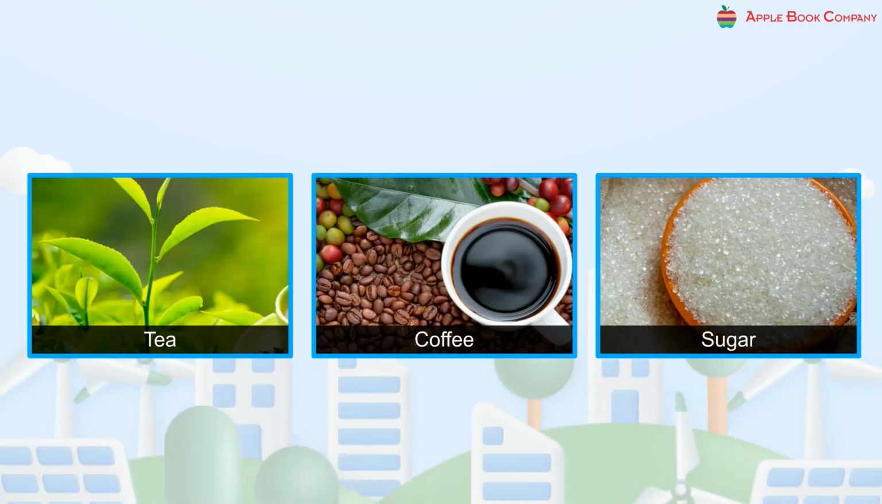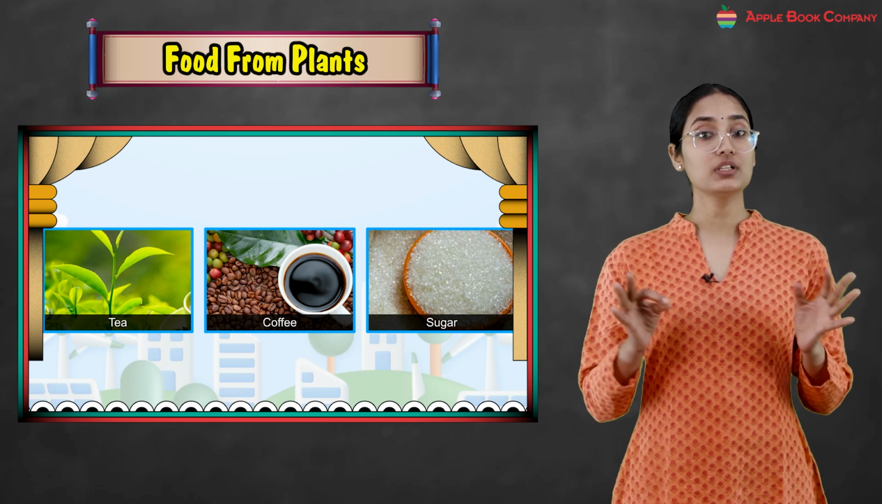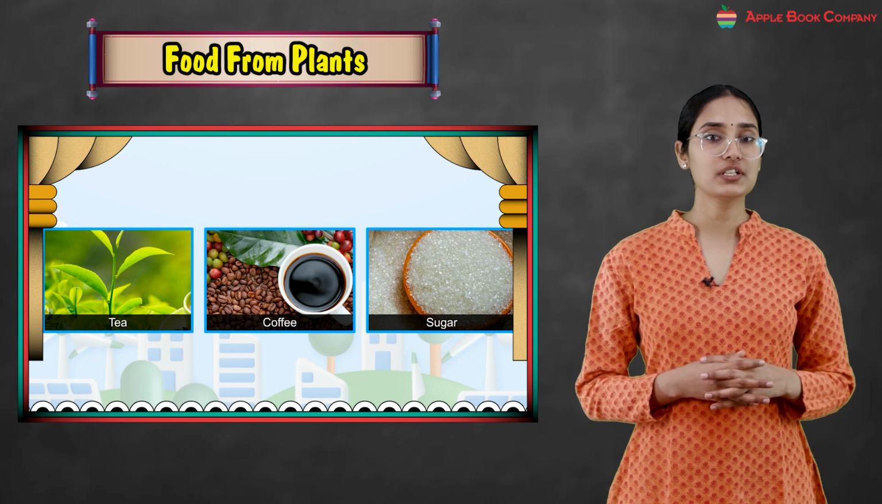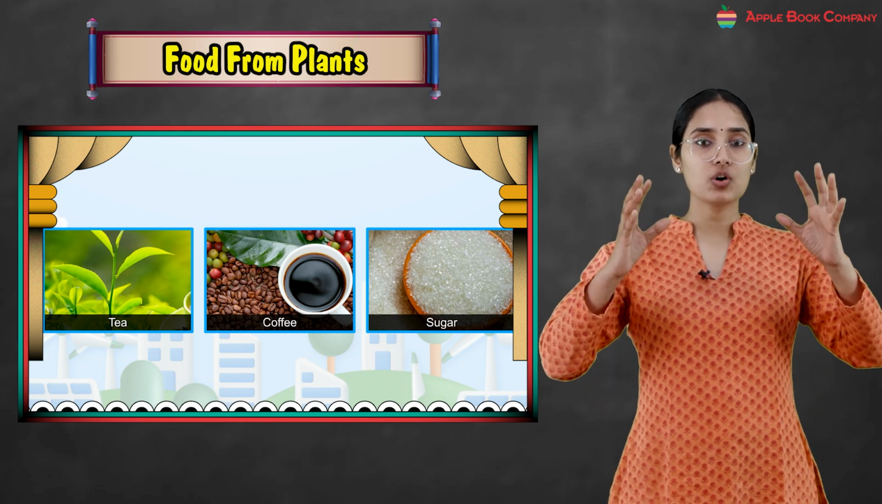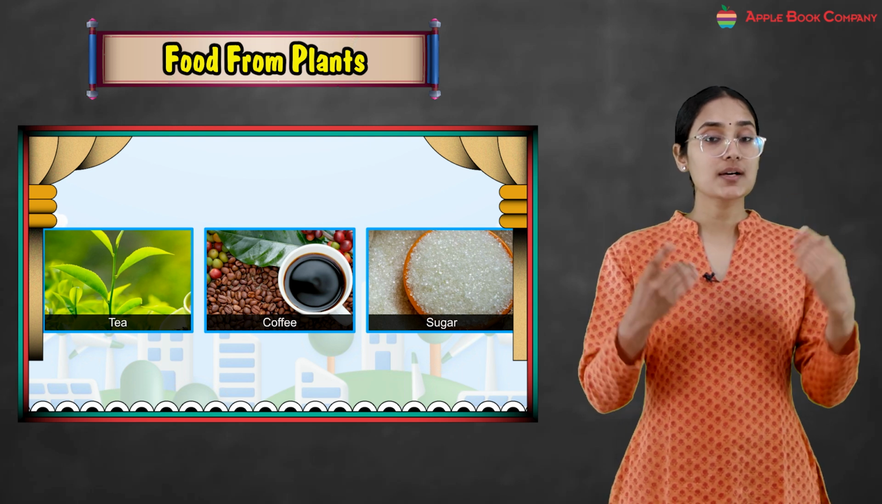Now we also get tea, coffee and sugar from plants, right? For example, we get tea from the tea leaves, we get coffee from the coffee beans, and sugar from the sugarcane plant, right? So can you see that all the things that we are eating are coming from what?